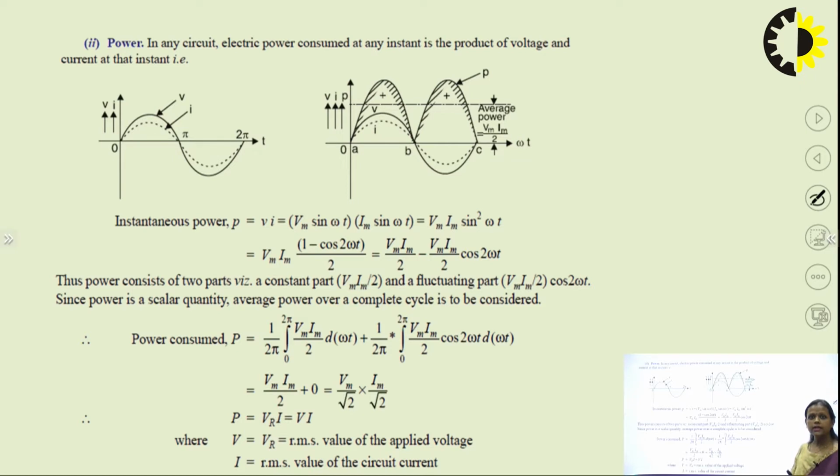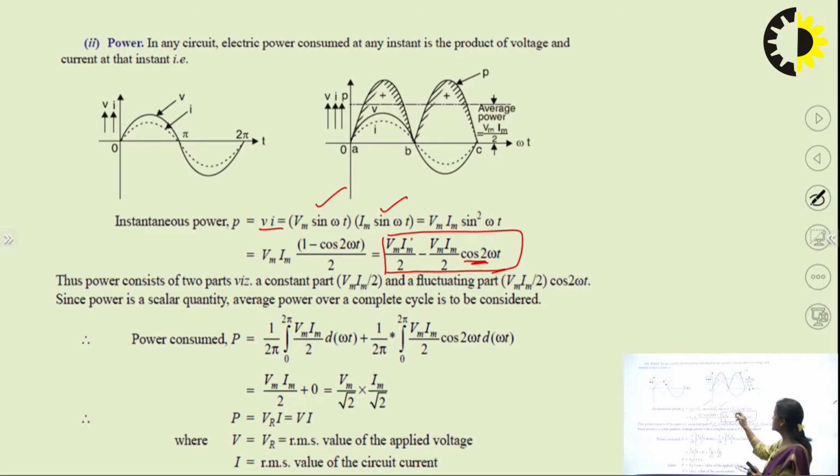Now if you want to calculate the instantaneous power, we know that power is equal to V into I. Basically it is the product of voltage and current at that particular instant. So you can write p is equal to vi. V you know is Vm sin omega t, and i is Im sin omega t. So after mathematical calculation, this will be the final result. Here you can see that Vm Im by 2 is a constant part, but Vm Im by 2 cos 2 omega t is a fluctuating part because of this cos term. So it has two parts, the constant part and the fluctuating part.